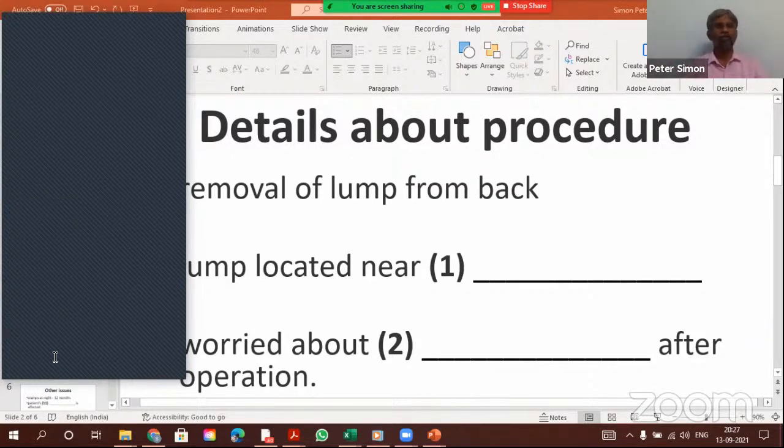Okay. Passive participants, fine. No worries. So the right answer, which is given in the question paper, is recovering. So the right answer is recovering. But worried about recovery after operation, recovery is also suitable. Worried about recovering after operation.